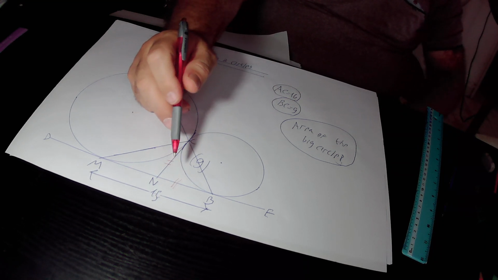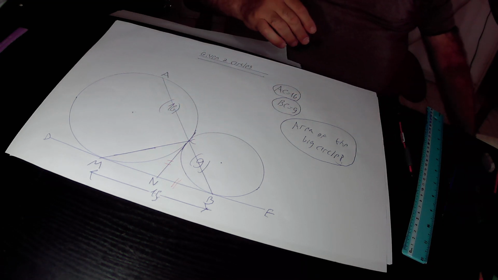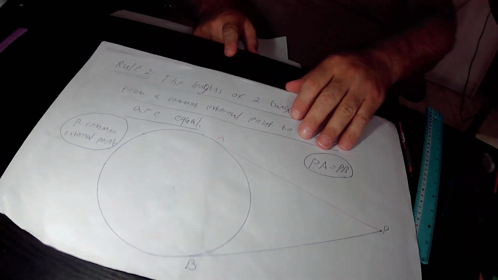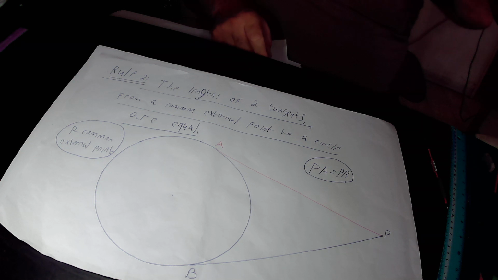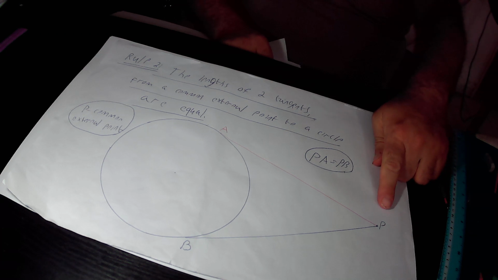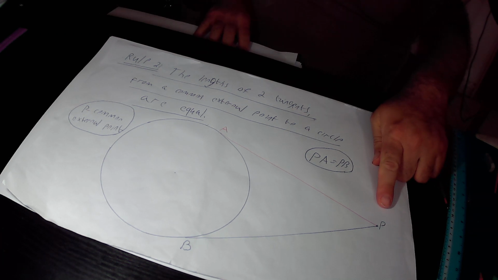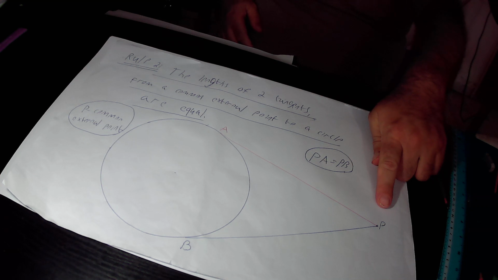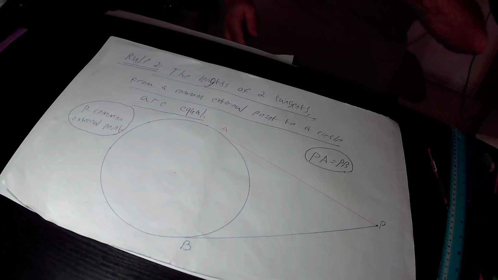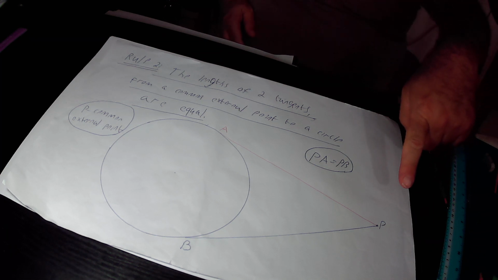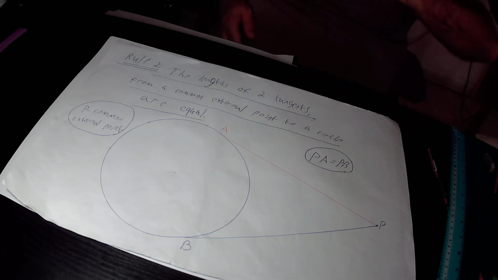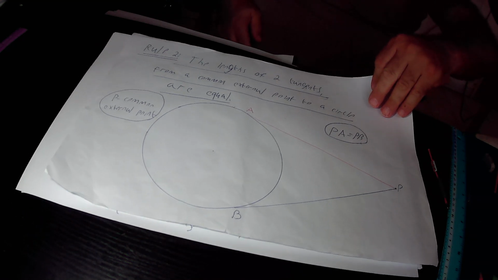So I will repeat quickly on rule 2. According to rule 2, the lengths of two tangents from a common external point to a circle are equal. In the drawing, we have a circle, and this is the common external point, point P. For this common external point, point P, we have two tangents to this circle, tangent PA and tangent PB. And according to rule 2, they are equal to each other. That is to say, the length of this tangent PA is equal to the length of this tangent PB. PA equals PB. So we can implement rule 2 in our drawing.